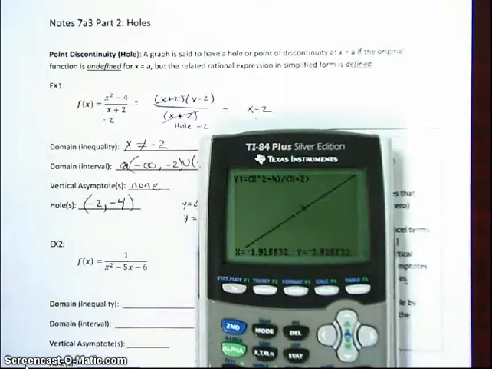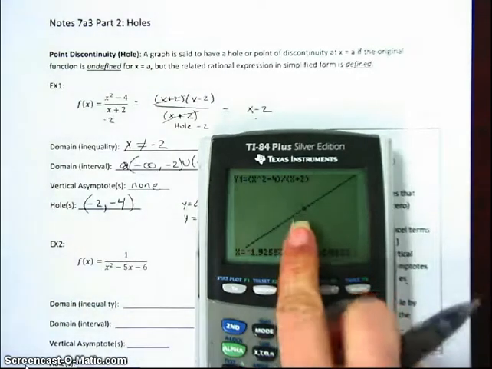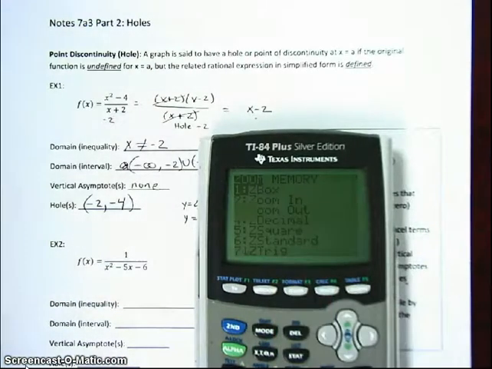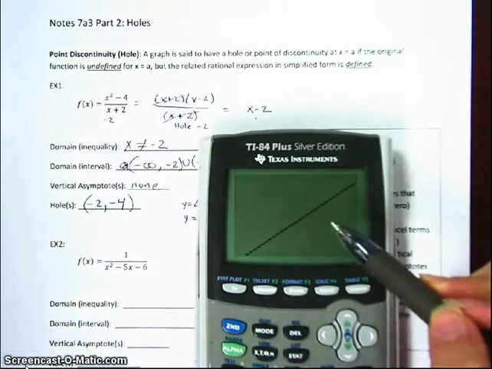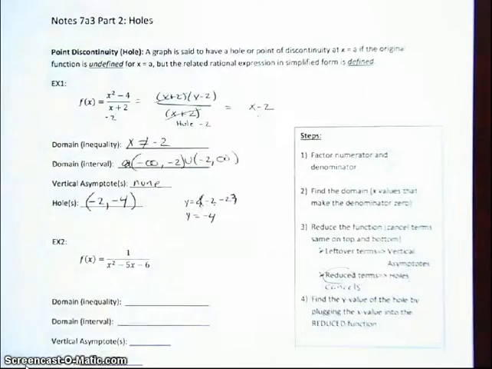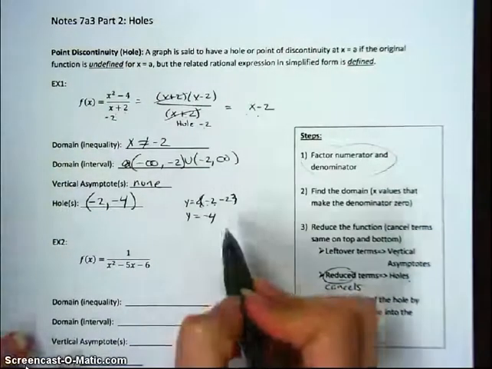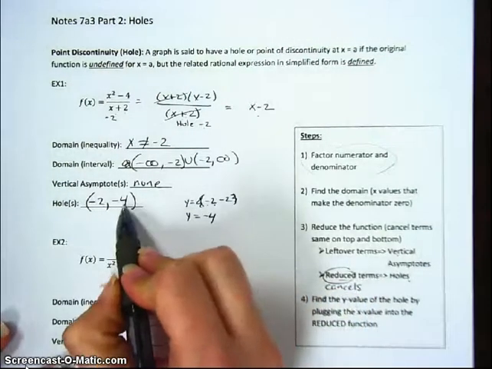Now, this is not a good way to constantly look at it because unless you're zoomed in super far, you're not going to be able to see it. So if I go back to my standard window, here I have my axes turned off, but in my standard window, it completely disappears. So I just wanted to show you that it exists, but that's not a good way to find it. So there's your hole.